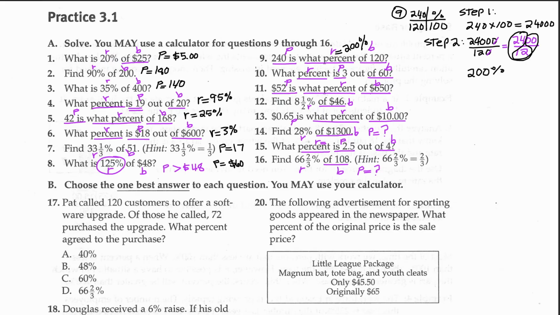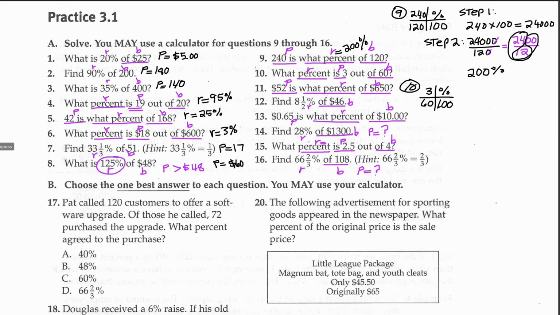For number 10, let's do number 10 on the right here. What percent? So we don't know percent. We still need to put a big plus here. 100 goes here. What percent? We don't know percent. So we can put a percent symbol here to represent the rate. Is 3. So 3 out of 60. So put 60 next to the 100 because 60 is the base.